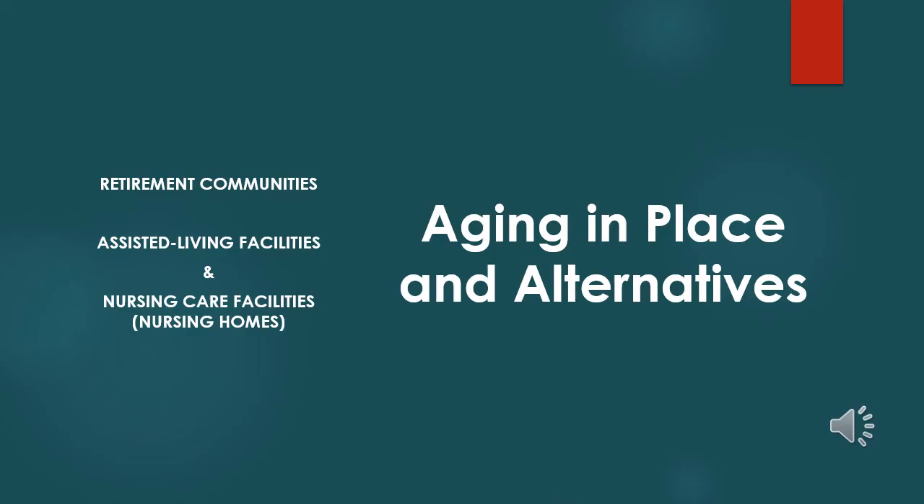Aging in place and alternatives. So as this population ages, their needs are going to shift. There are some different opportunities for them to age in place, and there are also different alternatives to aging in place. There are retirement communities, assisted living facilities, and nursing care facilities, or what we know as nursing homes, that we will go over in this portion of the voiceover.